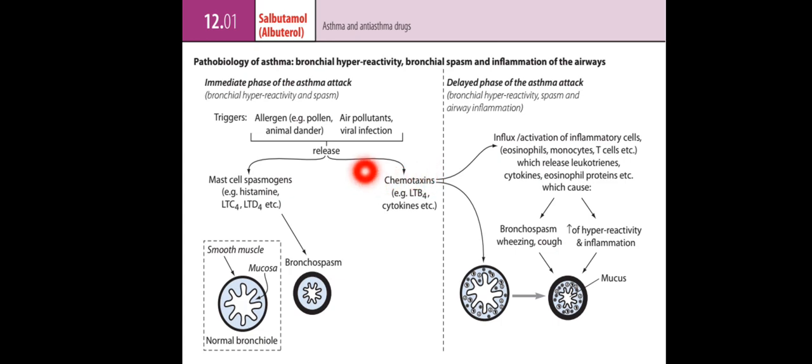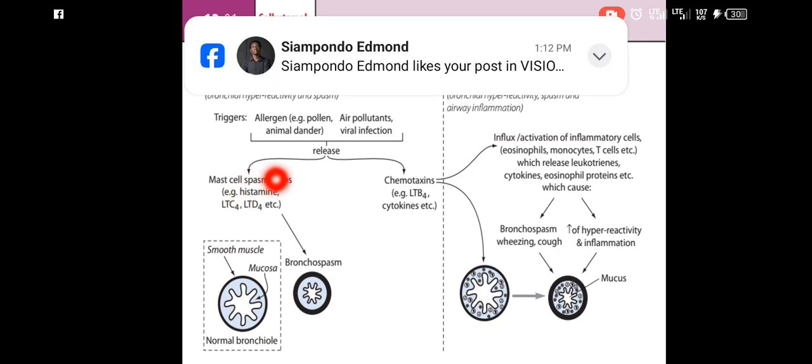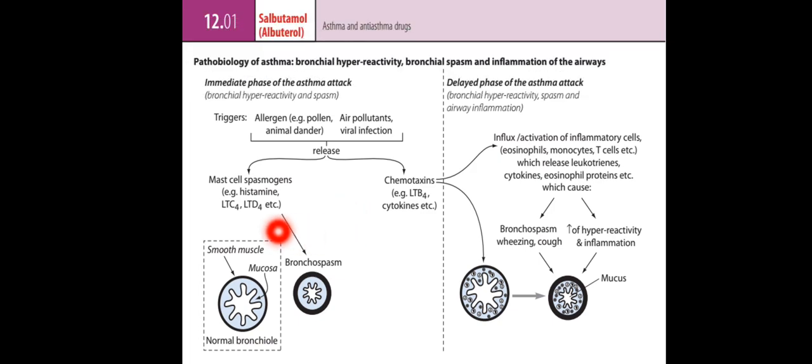So what happens? There is a release of mast cell spasmogens and chemotaxins. On mast cell spasmogens, what are some examples? We have histamine, LTC4, LTD4, and etc. So this is a smooth muscle of the bronchial under normal circumstances. So when these spasmogens act, which are histamine, LTC4, LTD4, and many others that you can talk about.